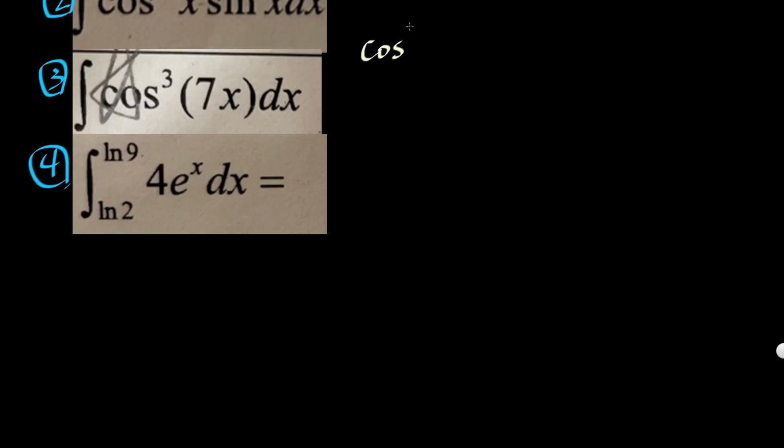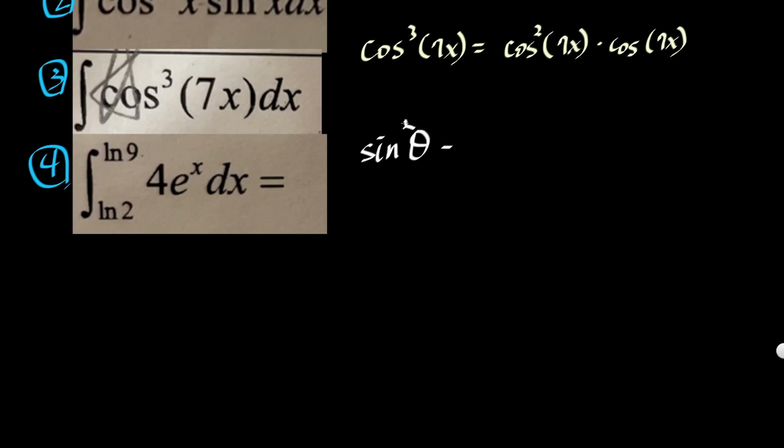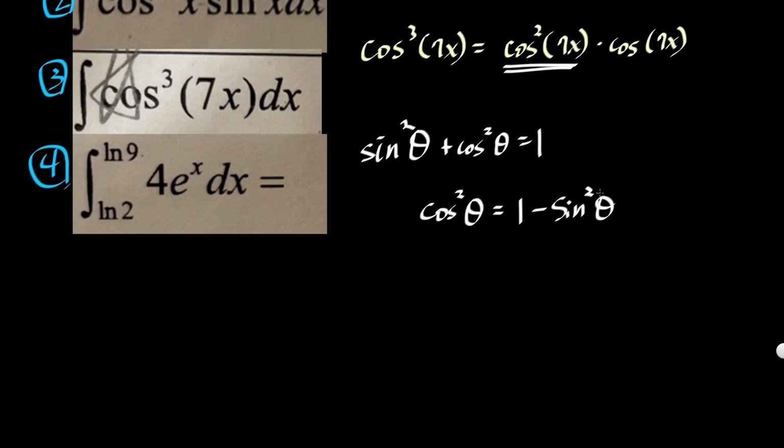We know that cosine cube of 7x is the same thing as cosine square of 7x times cosine of 7x. That's exactly what it is. Then we use the fact that sine squared theta plus cosine squared theta is 1. That means we can have cosine squared 7x in terms of sine now, because cosine square of whatever theta is actually 1 minus sine square of that theta, as long as what's inside is the same. So here's what I'm going to do.